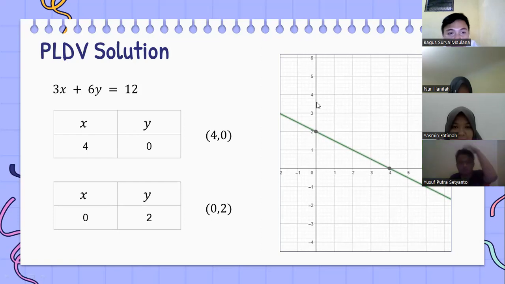You can do it in GeoGebra maybe. We have to determine the points when y is 0 and when x is 0. If y is 0, then 3x equals 12, so x equals 4, giving the point 4,0. If x is 0, then 6y equals 12, so y is 2, giving the point 0,2. If we have two points, we can draw a line, either in GeoGebra or manually.